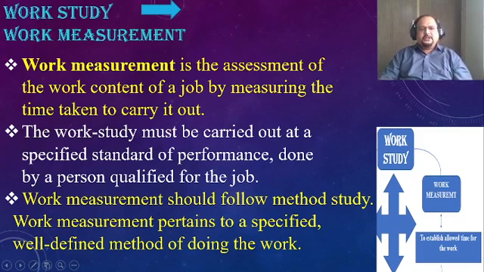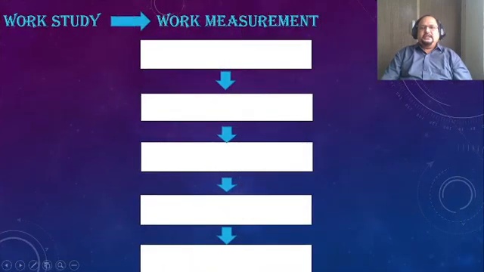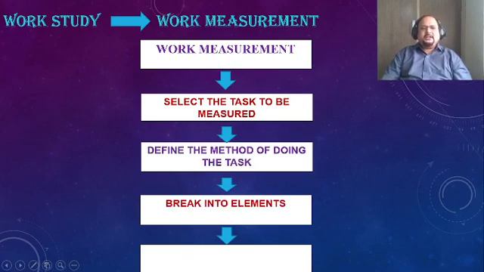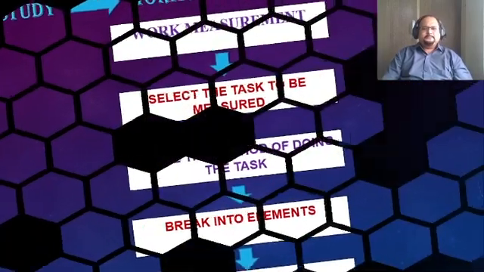Work measurement pertains to a specified, well-defined method of doing the work. And that is what we have discussed in this particular slide. You can see it in the chart form. So work measurement: select the task to be measured, define the method of doing the task, break it into smaller elements, and then measure the work that is involved. So if you follow this process, you complete the work measurement.